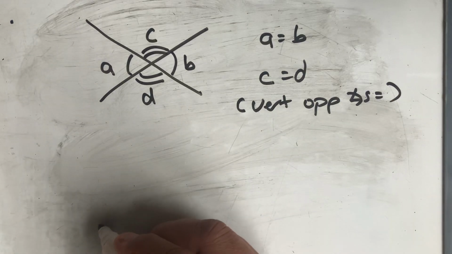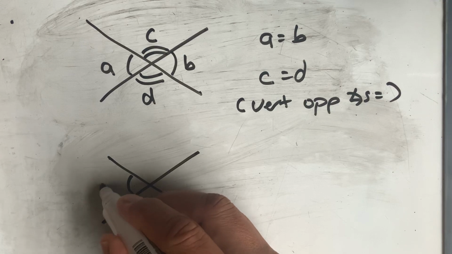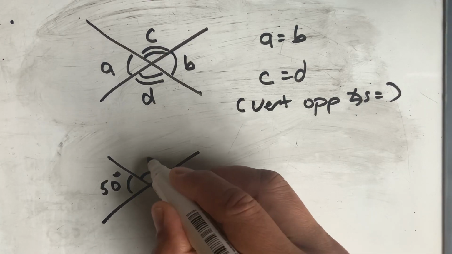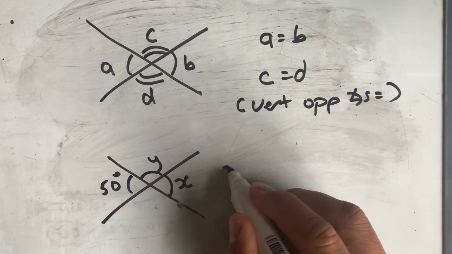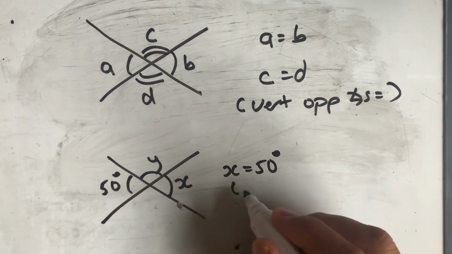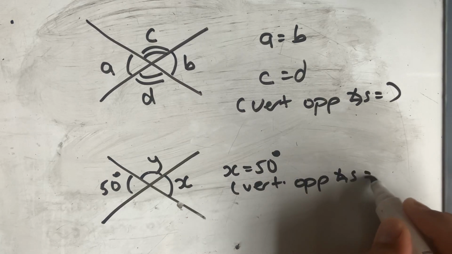So for example, if I say this is 50 degrees, I want to find angle X and angle Y. How would you do that? There are two theorems here. X is simple, so X equals 50 degrees. Why? Because vertically opposite angles are equal.